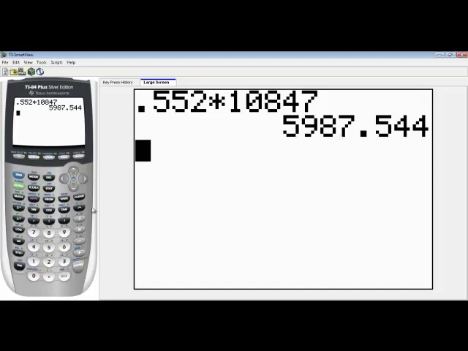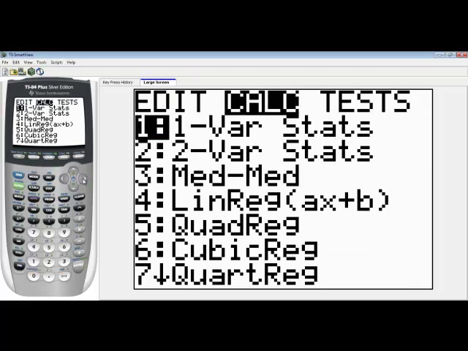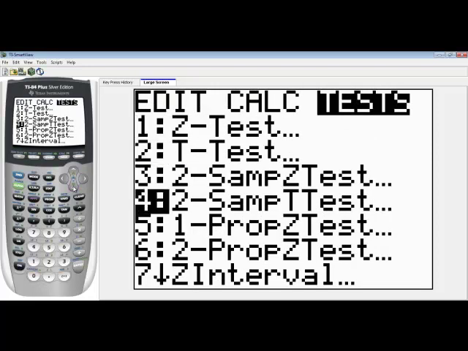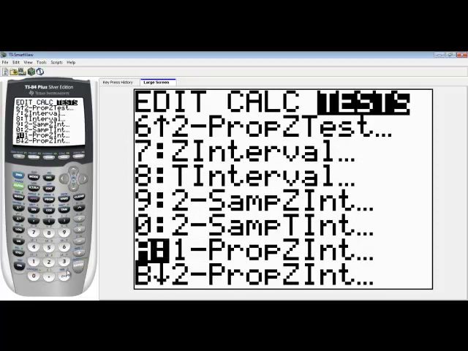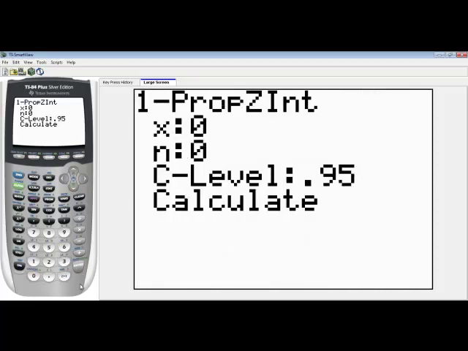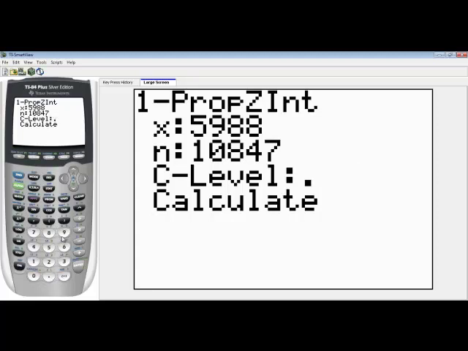Okay, so I need to do the one prop Z interval. I'm going to go to Stat, over to Tests, and the one prop Z int is way down at the bottom. There it is, A. So I'm going to pick the one prop Z interval, and my X value is 5988, and my N is 10,847. The confidence level for this problem was 90%, so 0.9. And then I'll go down to Calculate and hit Enter.